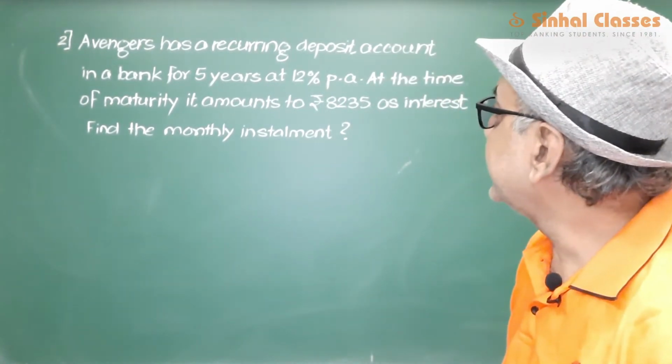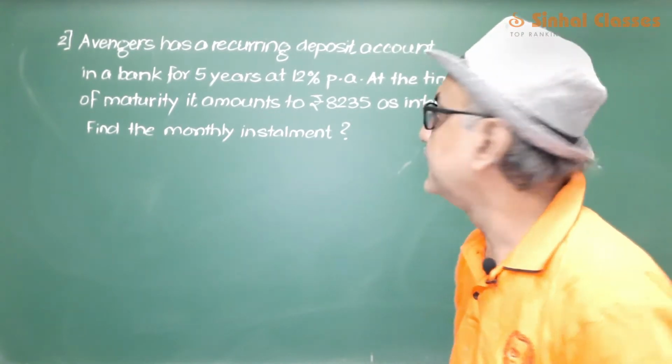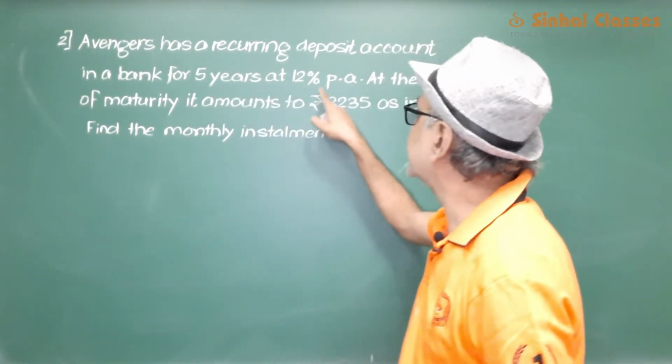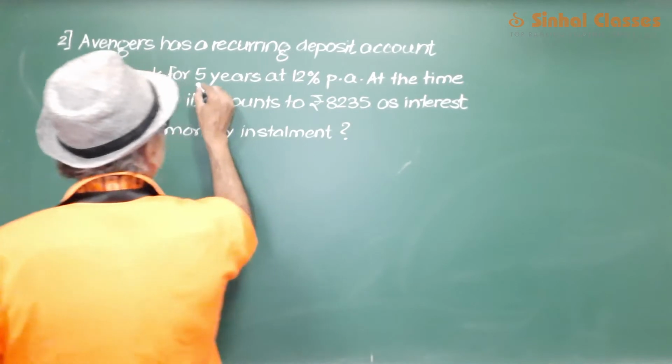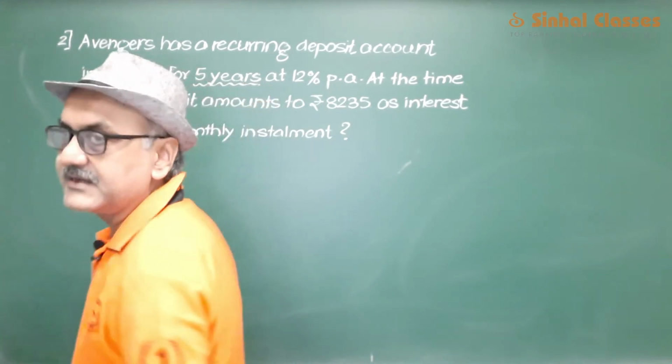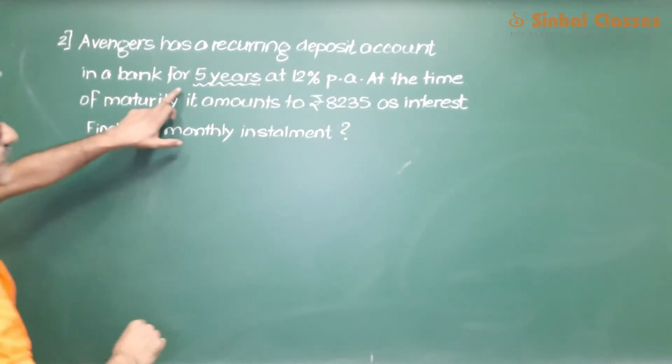Avengers has a recurring deposit account in a bank for 5 years. For 5 years at 12% per annum. Now this 5 years, as you can see, is N.